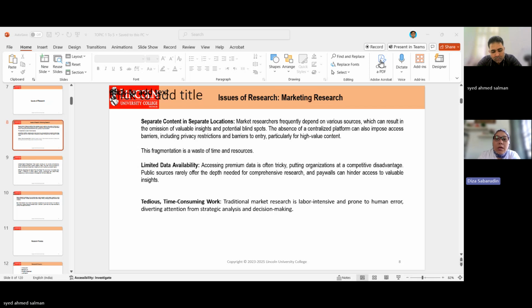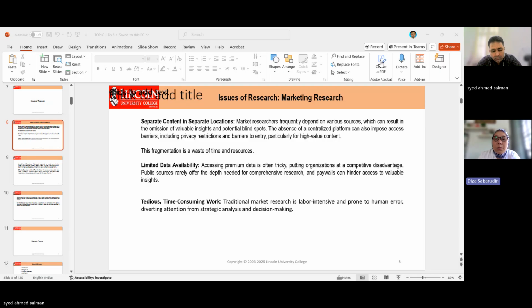Then another issue is unclear research objectives. We can start with SMART objectives, SMART. And another one, we can have regular check-ins with the team or stakeholders for alignment.